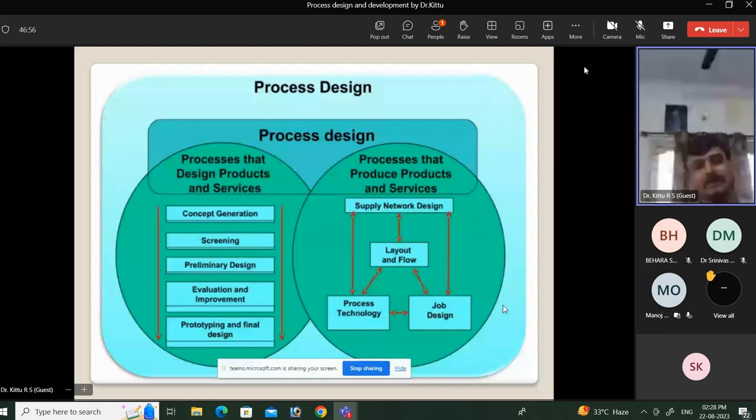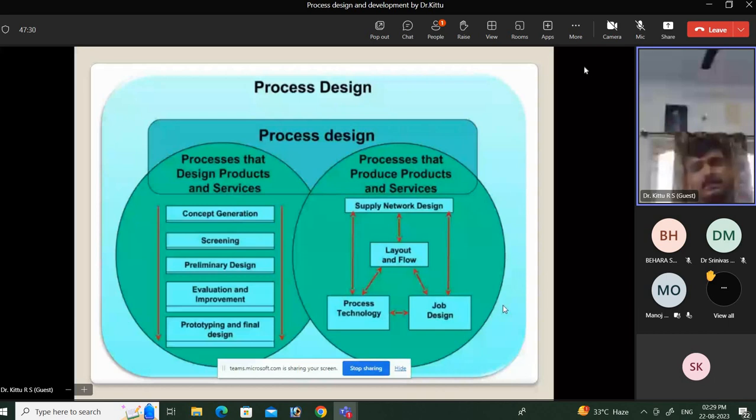Finally, you can show the product design with different technologies. You can use one of the latest technologies nowadays, like 3D prototyping presentations. In that presentation you can give a complete picture of the concept and design you have made for the product. So this is one aspect of process design: how you follow the steps to design the product and service.